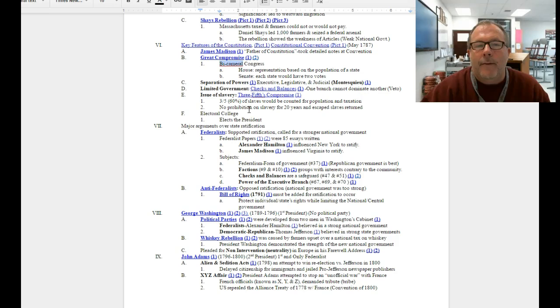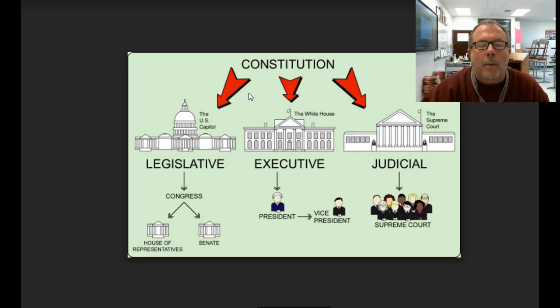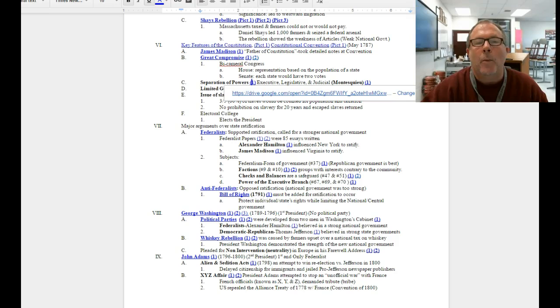Another key feature that had to be agreed upon at the Constitutional Convention was the idea that no one branch of government would become too powerful. And so, under the influence of a French philosopher named Baron de Montesquieu, James Madison helped organize the Constitution and the powers of the government into three branches. You have the executive branch, which is the president, the legislative branch, which is Congress, and the judicial branch, which is the Supreme Court. The president is responsible for enforcing the laws, Congress is responsible for writing the laws, and the judicial branch is responsible for interpreting the laws.